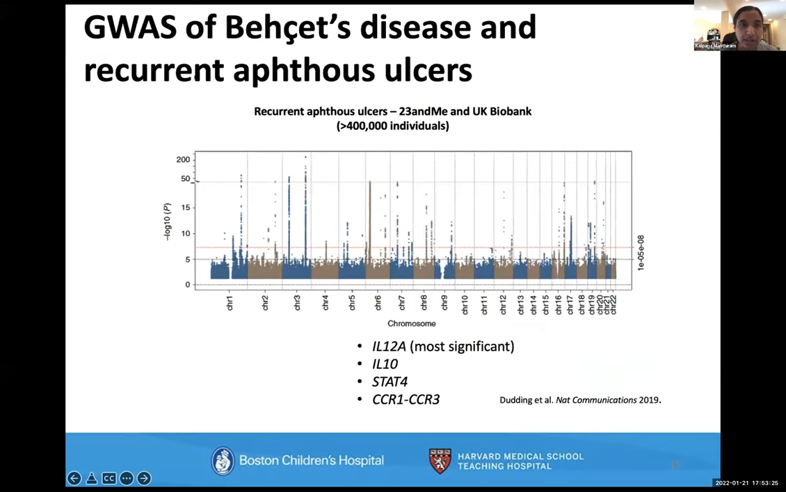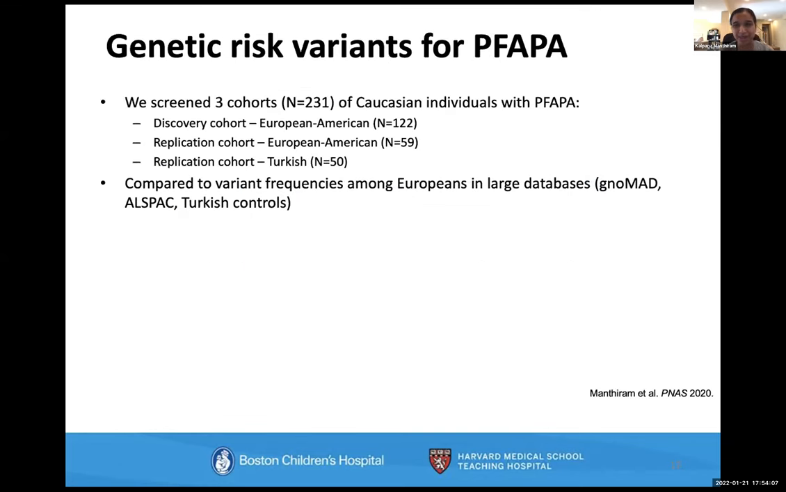Then shortly thereafter, another GWAS study came out for recurrent aphthous ulcers. And this was done from individuals from 23andMe and the UK Biobank and encompassed a very, very large number of participants. And they found many genetic loci that were also risk factors for recurrent aphthous ulcers. And interestingly, many of those were the same ones that were found for Behçet's disease. And because both of these diseases have the commonality of having aphthous ulcers in their presentation, we hypothesized that PFAPA also has recurrent aphthous ulcers. We find very high incidence of aphthous ulcers among family members of patients with PFAPA. So we hypothesize that perhaps those same variants are also linked to PFAPA syndrome.